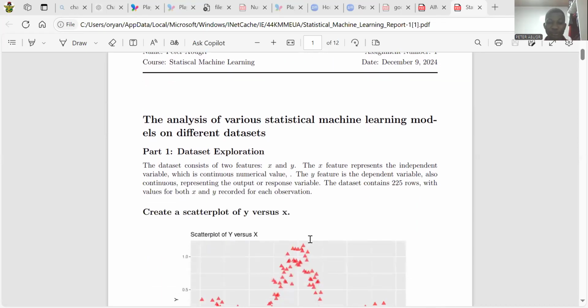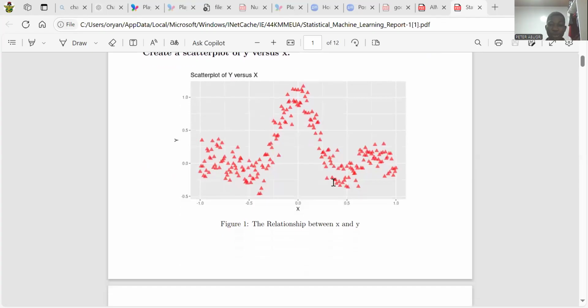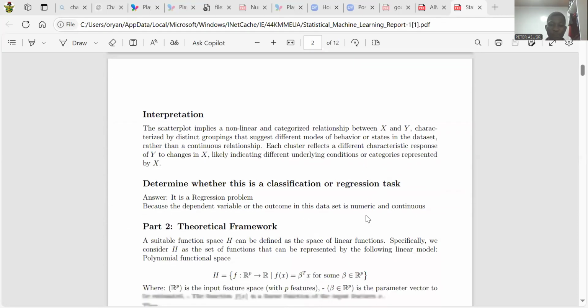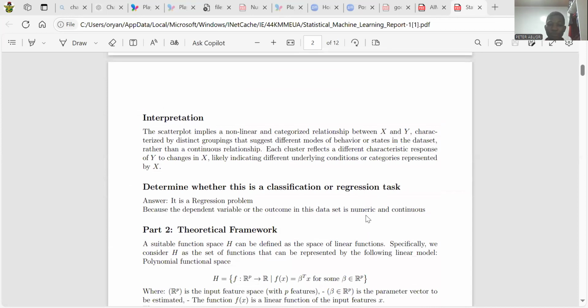The first data to be looked at is made up of X and Y, where X is the independent variable and Y the dependent variable. I first looked at the relationship between X and Y by plotting the scatter plot, and it was quite clear that it follows a nonlinear pattern or relationship. And the problem was a regression problem.